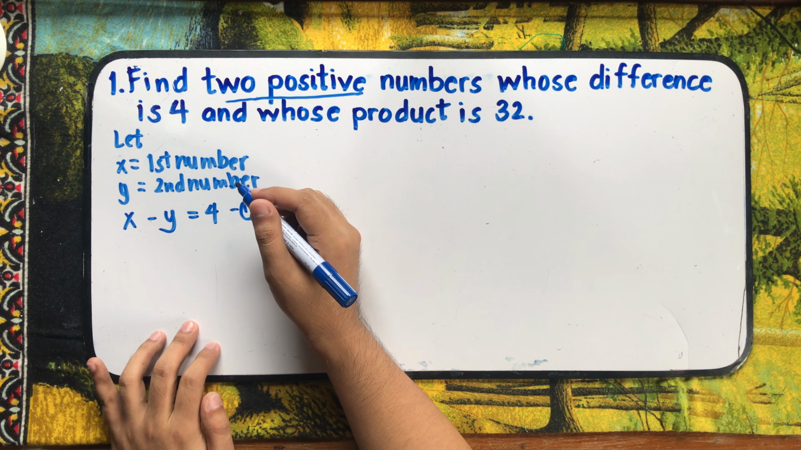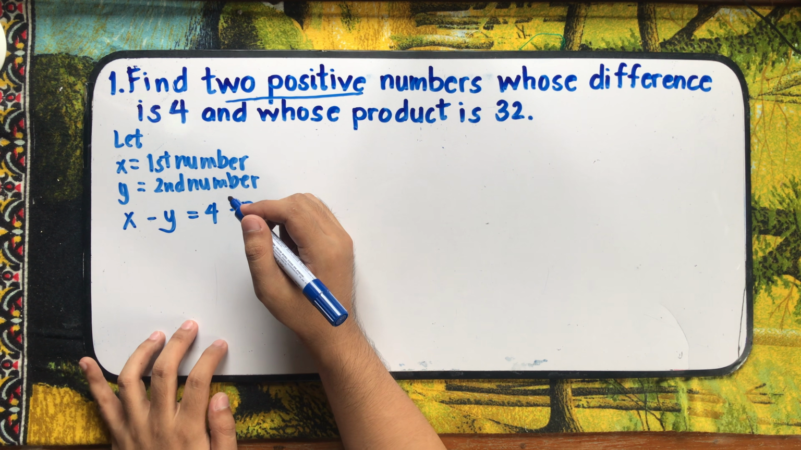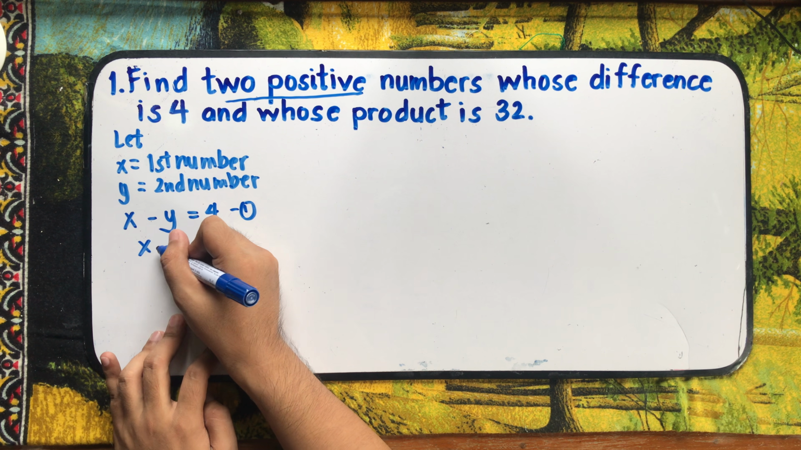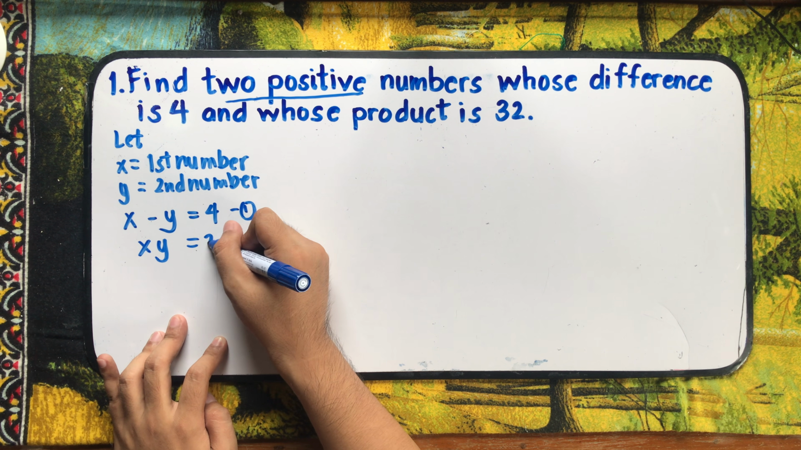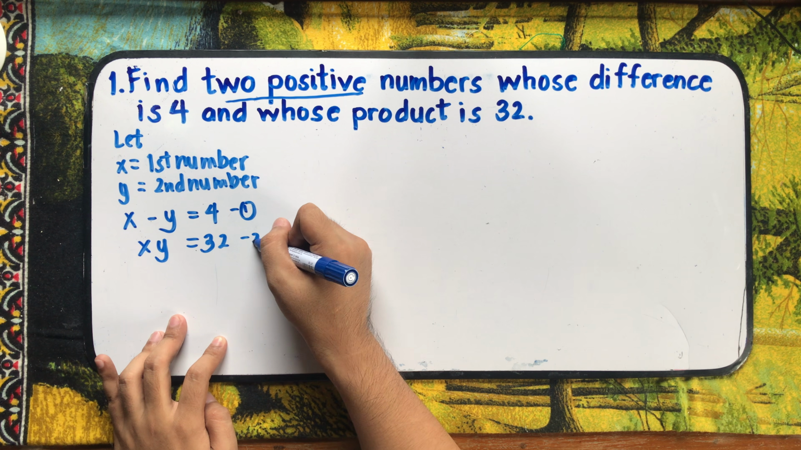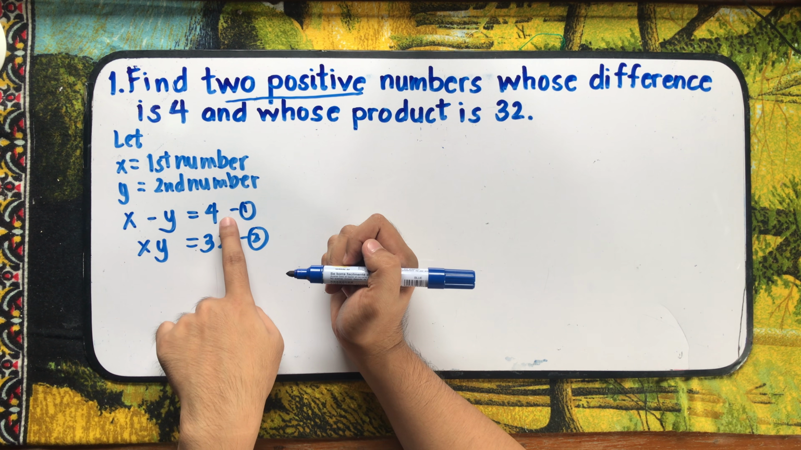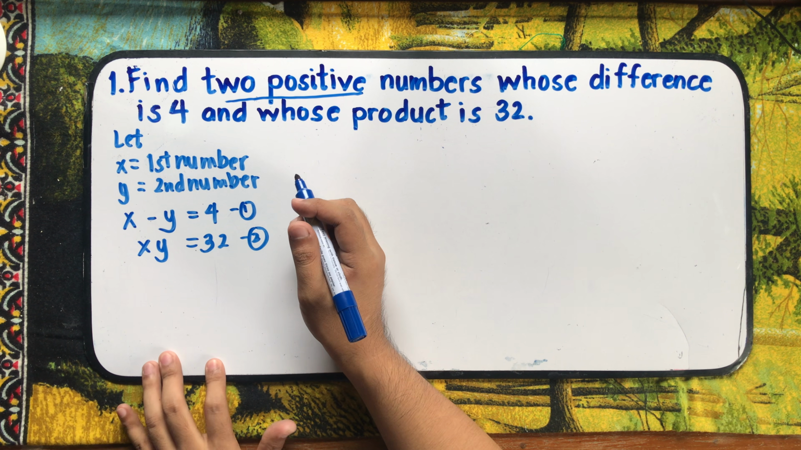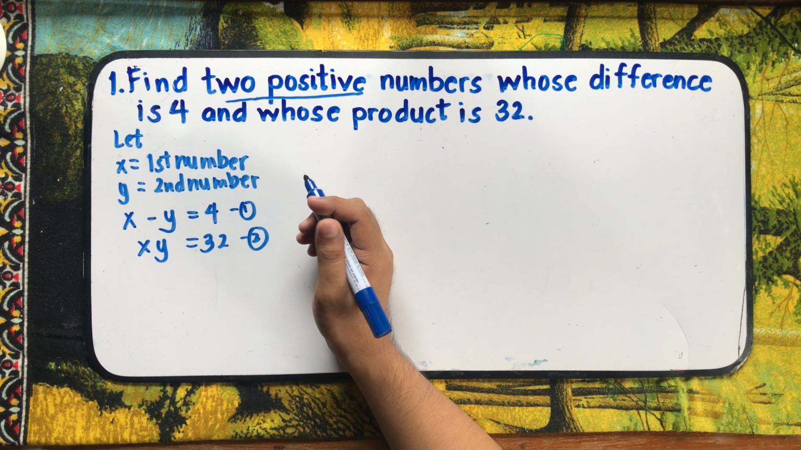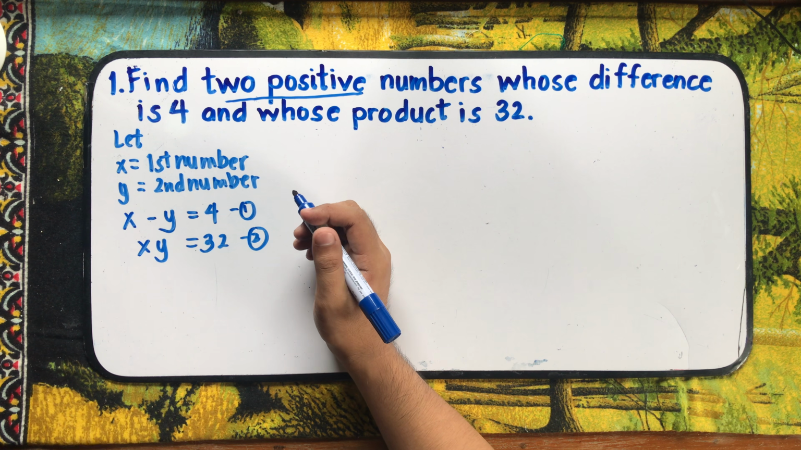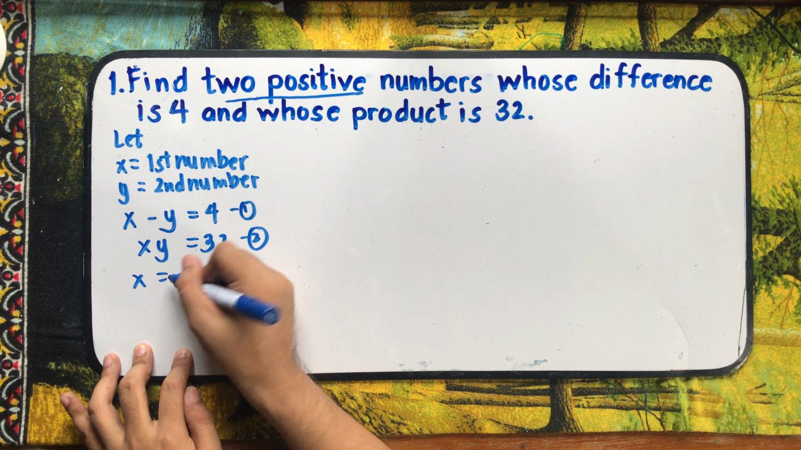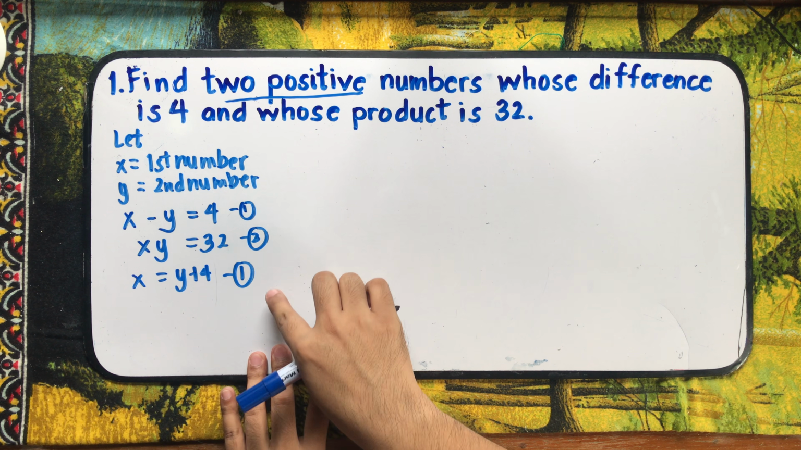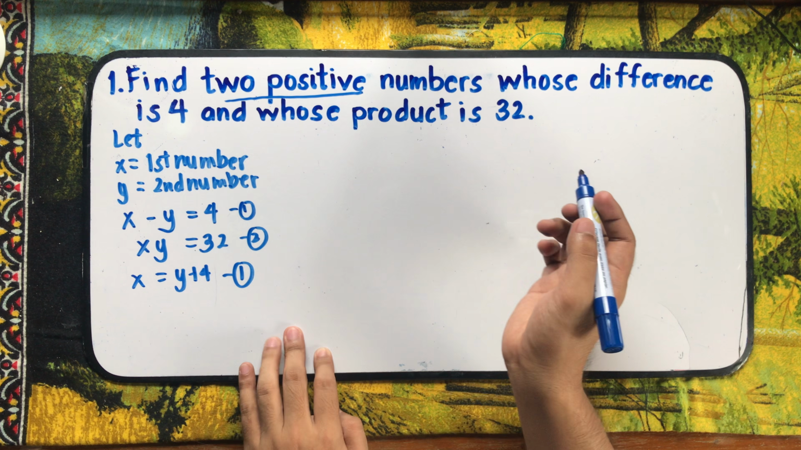For the second equation, it's stated here that their product is 32. Therefore, we multiply. x times y is equal to 32. This is now the second equation. And we could now express y in terms of x using the first equation, or we could express x in terms of y. Therefore, this becomes x is equal to y plus 4, and this is now our new equation 1.